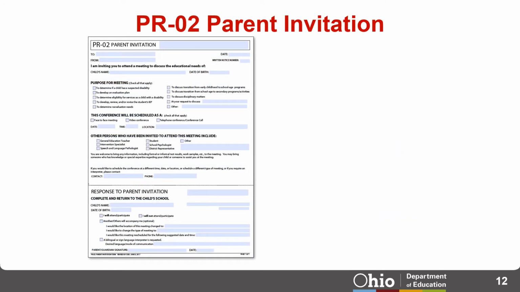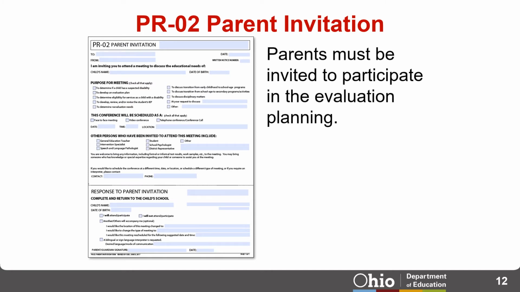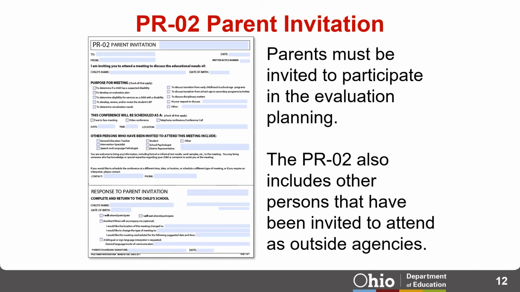If the district believes there is a suspected disability and feels an evaluation is necessary, they must provide a prior written notice, PRO1, to the parents that indicates proposal to initiate an initial evaluation. The district must invite the parent to participate in the evaluation planning meeting by sending the parent invitation, PRO2 form, to the parent. The form also indicates other persons that have been invited to the planning meeting, such as early intervention, Part C providers, community, or other preschool providers.